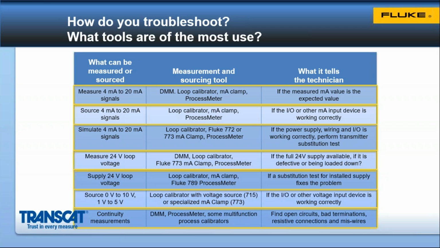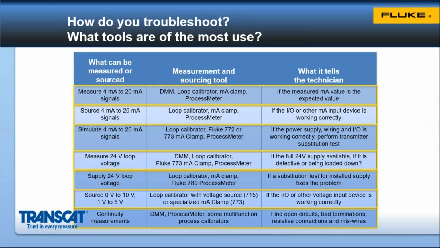Sourcing 4-20 milliamp signals can be performed with a variety of tools, a loop calibrator obviously, an enabled milliamp clamp or a process meter, multifunction calibrators all have the ability to source 4-20 milliamp signals. And when you're sourcing a 4-20 milliamp signal, you can check the input-output of the control system, the I/O, and other milliamp input devices and see if they respond correctly.